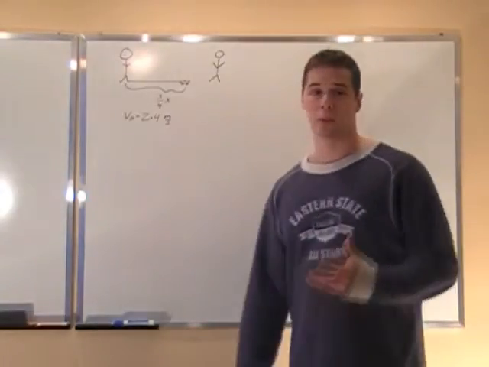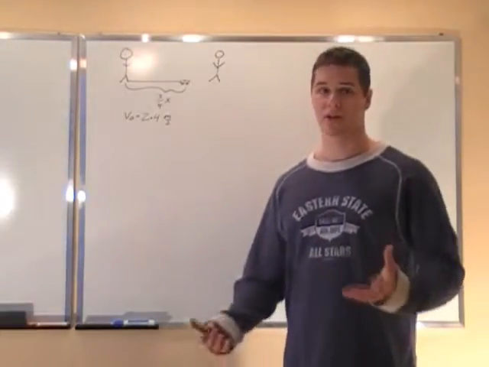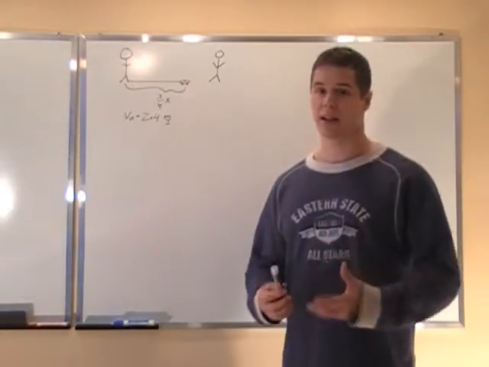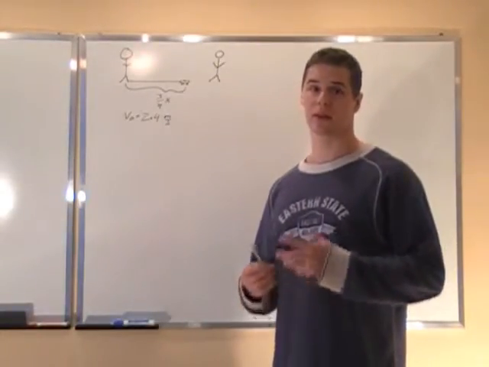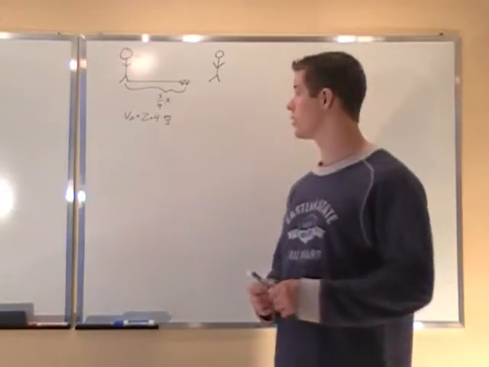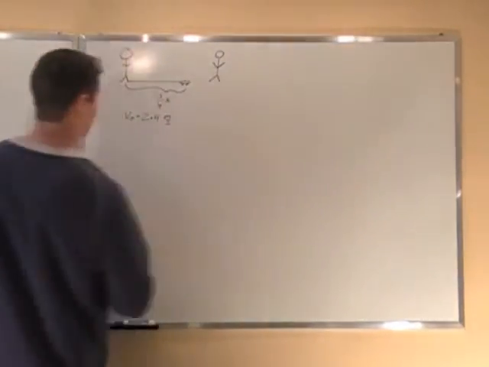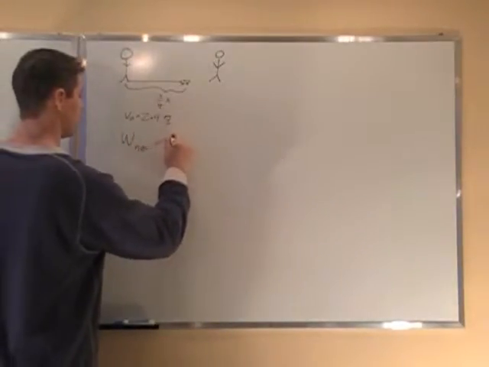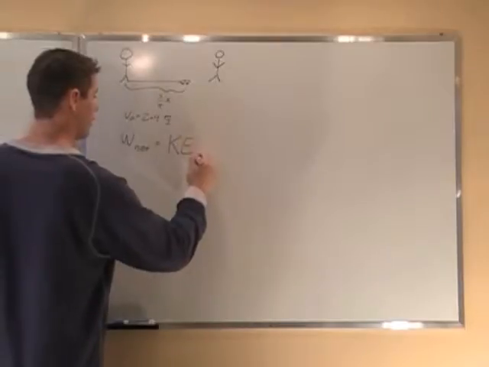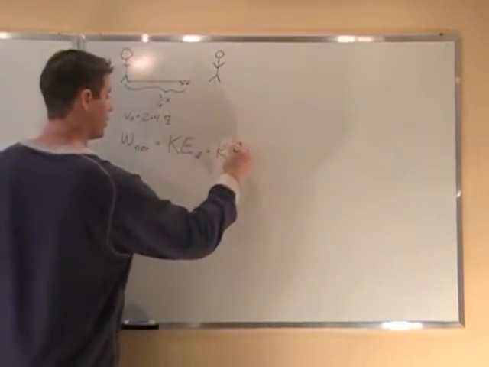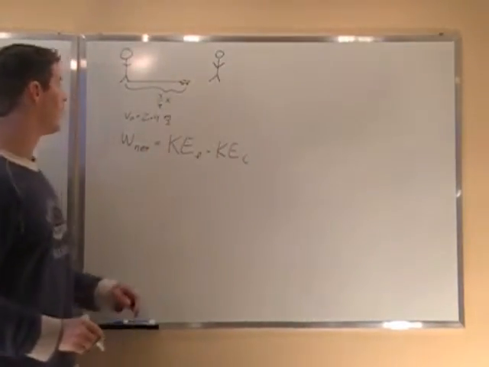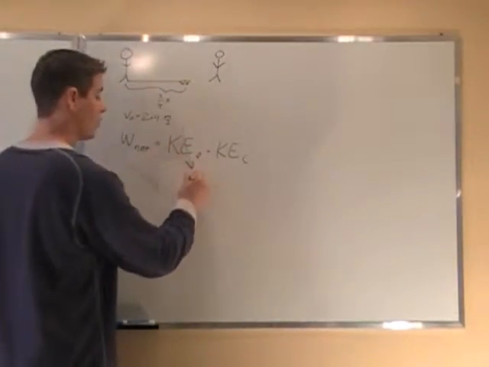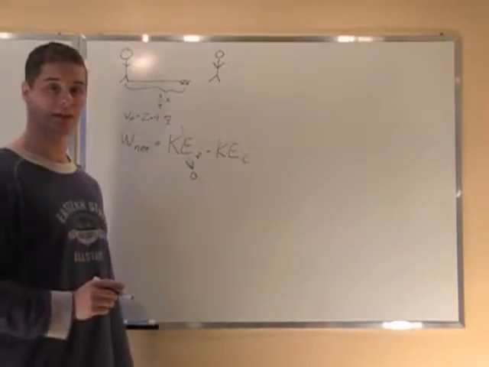Now we know that work done on something is just energy. So in this case, our work done is just the change in kinetic energy. Net work is equal to the final kinetic energy minus the initial kinetic energy. So we're going to say the net work done is equal to kinetic energy final minus kinetic energy initial. Now the final kinetic energy of the skateboard is 0 because it's not moving. 1/2 mv squared is 0 when v is 0.